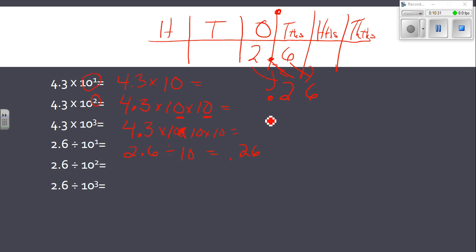Alright, I have 2.6 again, and I'm going to move it over 2 spots. So 1 spot, 2 spots. So we end up with 0.026. And 3 spots would be 0.0026. Because we're moving it over each time. Our decimal stays in the same place. Our numbers are the ones that are moving over each time.